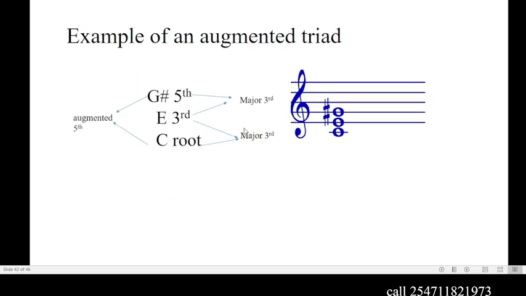An example of an augmented triad: you have C as the root, E as the third, and G sharp as the fifth. C, E, and G sharp. You'll notice that the distance from C to E is a major third, from C to G sharp is an augmented fifth, and from E to G sharp is a major third.